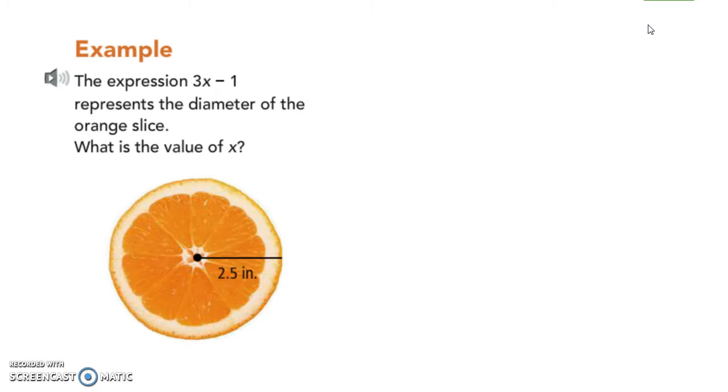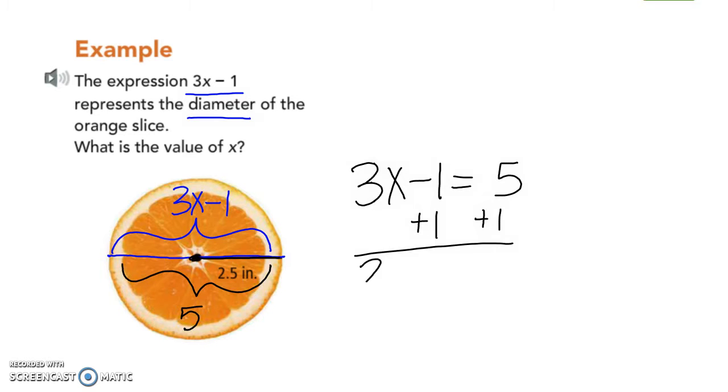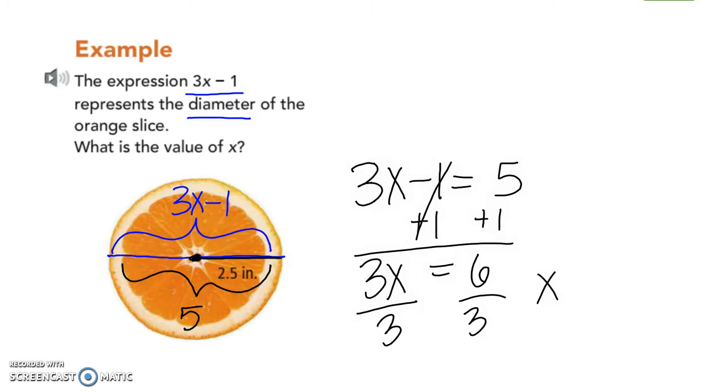We can also set up and solve equations using that relationship between the radius and diameter. So we see here on this orange slice that it says 3x minus 1 represents the diameter. So the diameter would be going all the way across the orange slice, and that is 3x minus 1. Now down here they told us that 2.5 is the radius, but I want to know what that would be for the diameter. So I'd multiply it times 2. The diameter would be 5. From there I can write the equation 3x minus 1, the diameter, equals 5, the diameter. And then I just solve it like a 2-step equation. Okay? And I would get x equals 2.